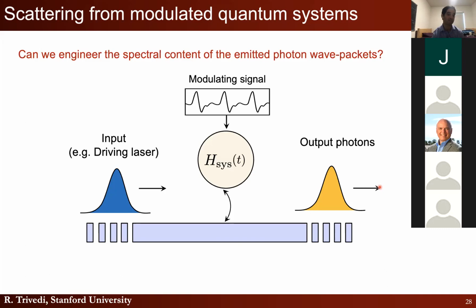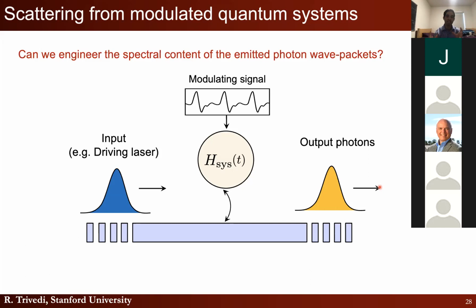However, we could imagine making the system time dependent by applying a modulating signal on it. So we could take a Hamiltonian which is a function of time. For example, you could be taking a two-level atom and changing the resonant frequency of the two-level atom as a function of time, and that would allow you to change the spectral content of the output photon.